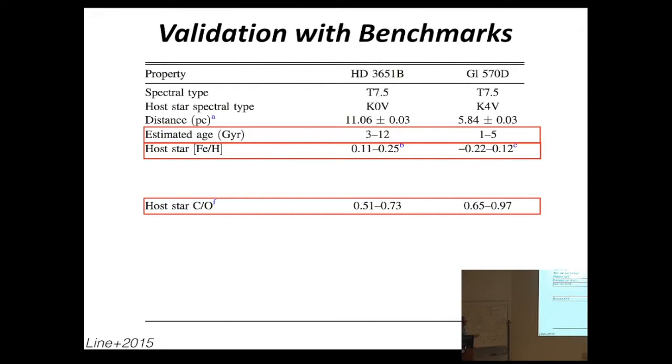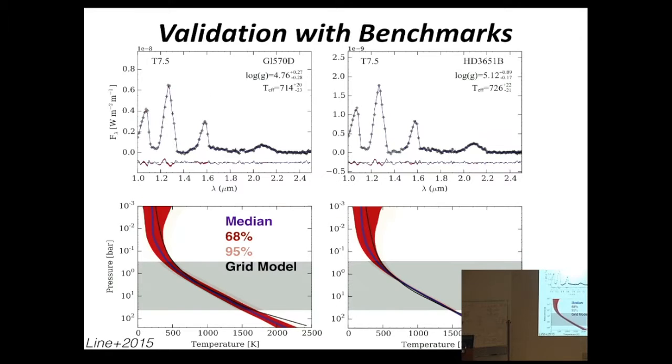So the idea is to see if we can get the same metallicity, C to O, and age via our retrieval method as what we get for the host star, because we would have expected them to form at the same time in the same clump of gas. So here are two objects for which we did this. Yay, fits are good. And these are the thermal profiles that we get and the spread in those thermal profiles compared to a self-consistent model.